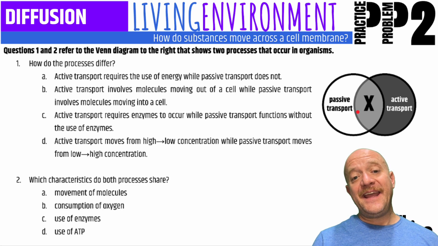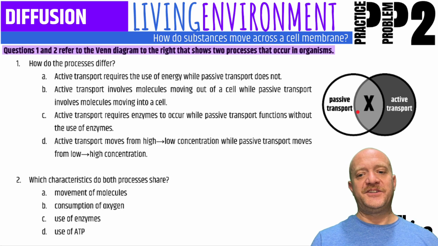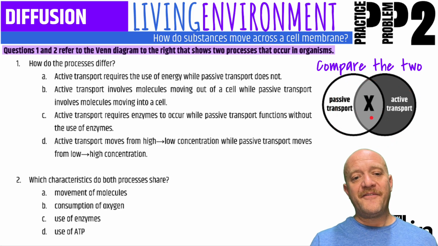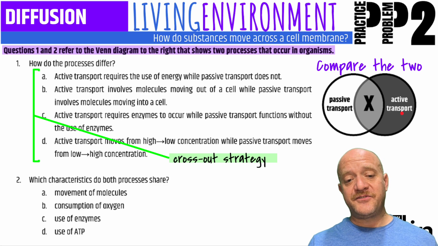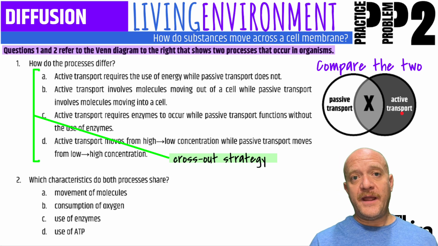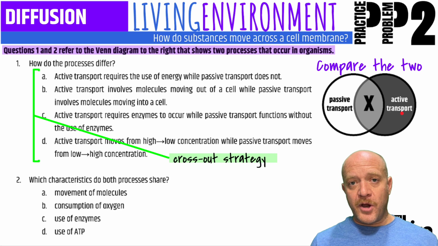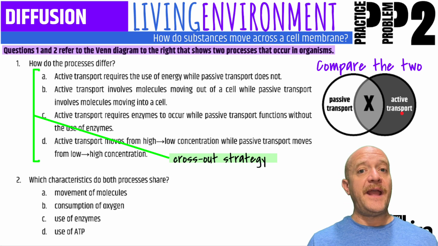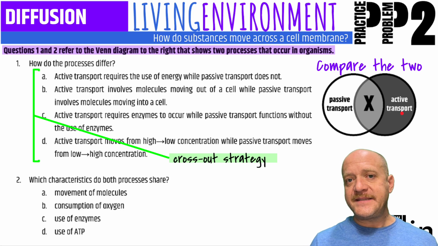Well, this is a stimulus type question, so let's look at this Venn diagram and you should be able to compare the two. What do they both have in common? Then you should be able to indicate how they differ. Use the cross-out strategy to eliminate wrong choices. Remember, don't just cross out the letter A, B, C, or D, but cross out a word or a phrase that makes the answer choice incorrect.